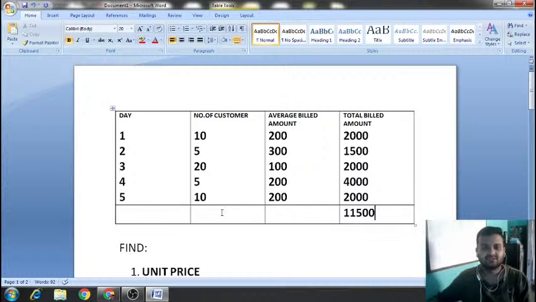It's coming to 11,500. Now if you see the total number of customers, this is 10 plus 5 plus 20 plus 5 plus 10. This is coming to 50. Okay? So your total billed amount is 11,500 and number of customers is 50.